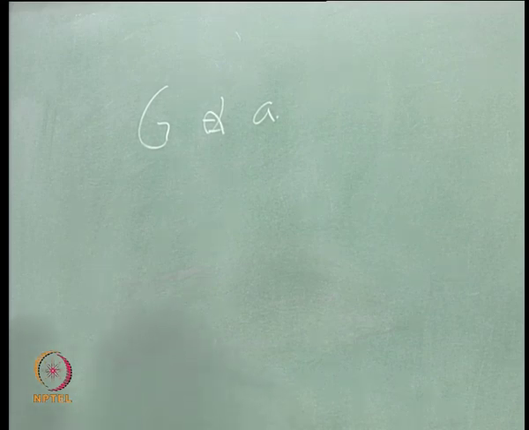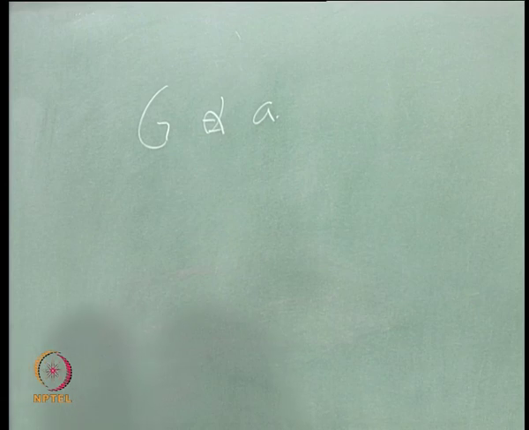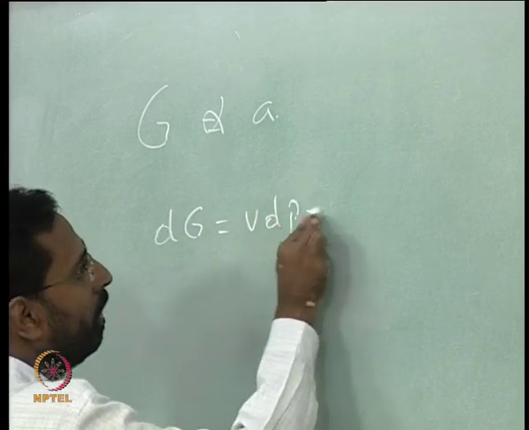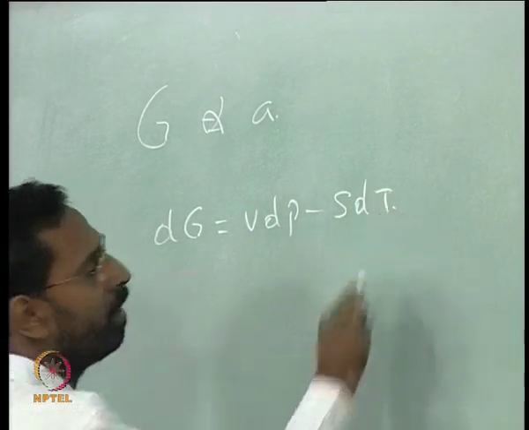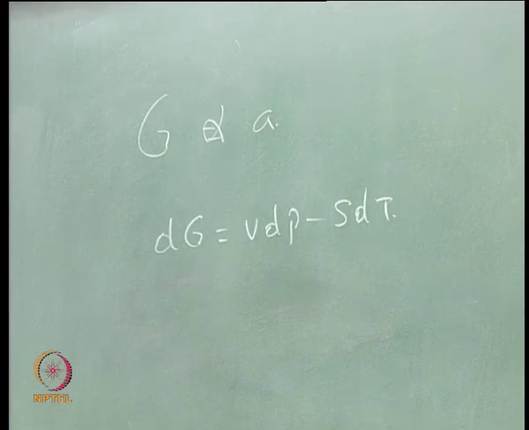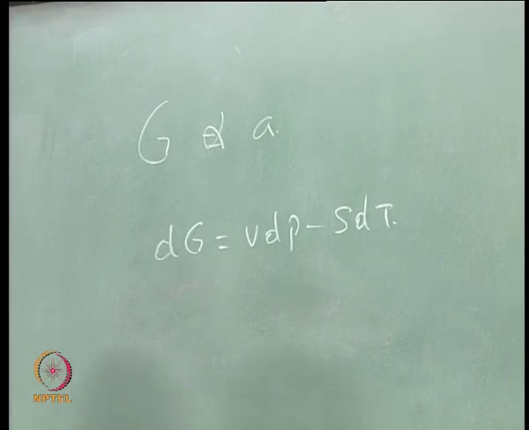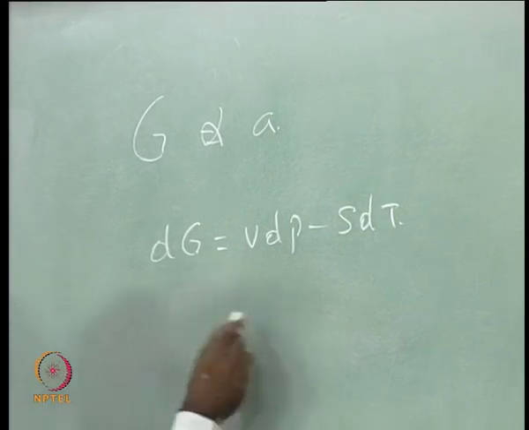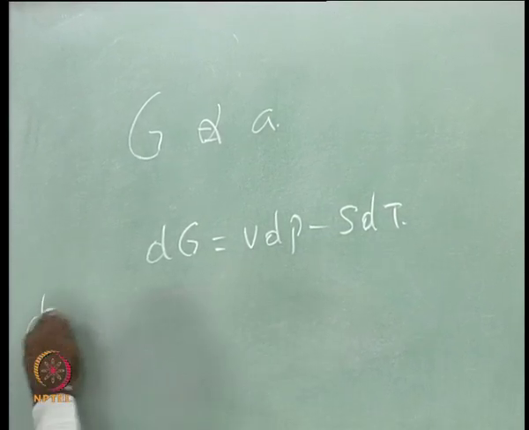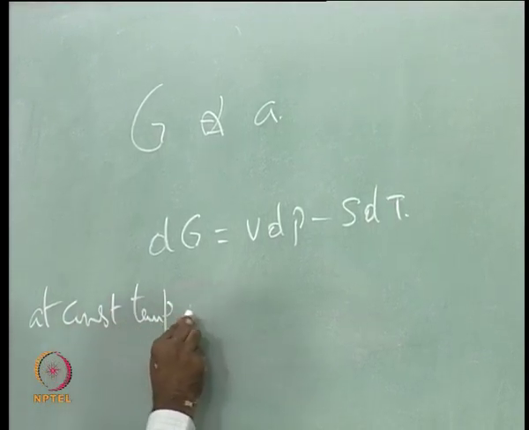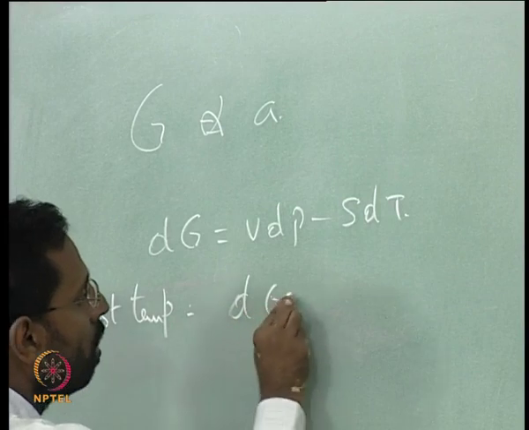If you look at basically the expression dG is VdP minus SdT, this is what we all know, am I right? So in principle at constant temperature this turns out to be nothing but VdP. So at constant temperature, this is dG is VdP.